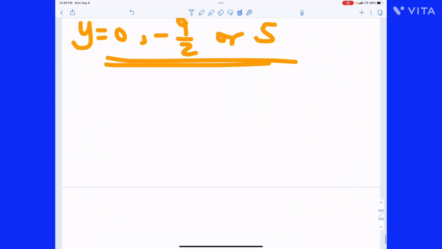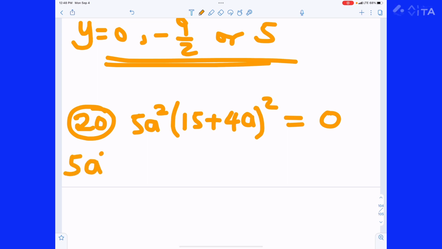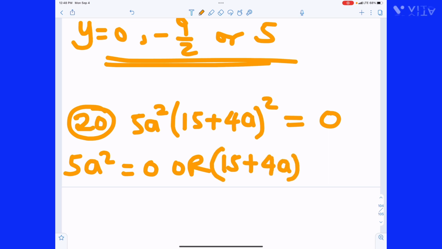Last question. 5a squared, 15 plus 4a, squared. So 5a squared is 0, or 15 plus 4a is 0. Do you understand? Yes.